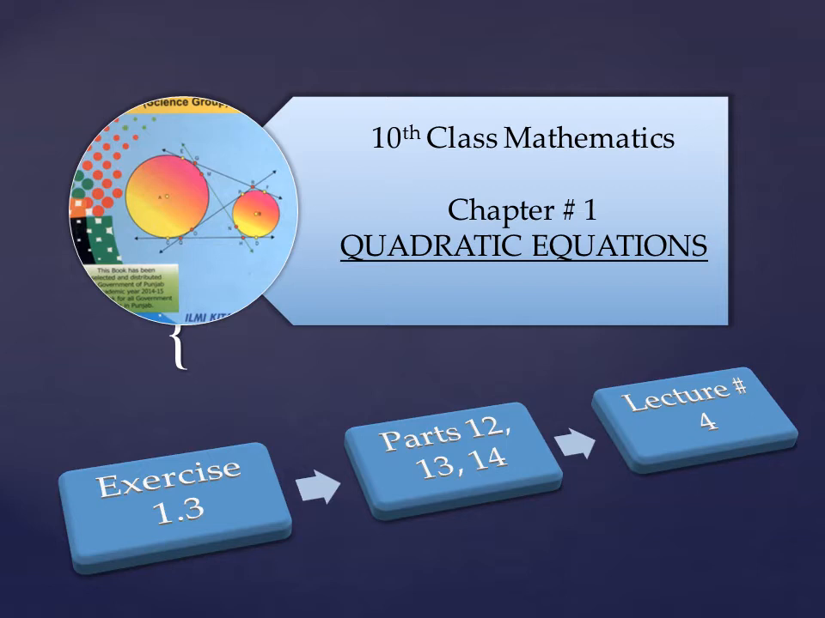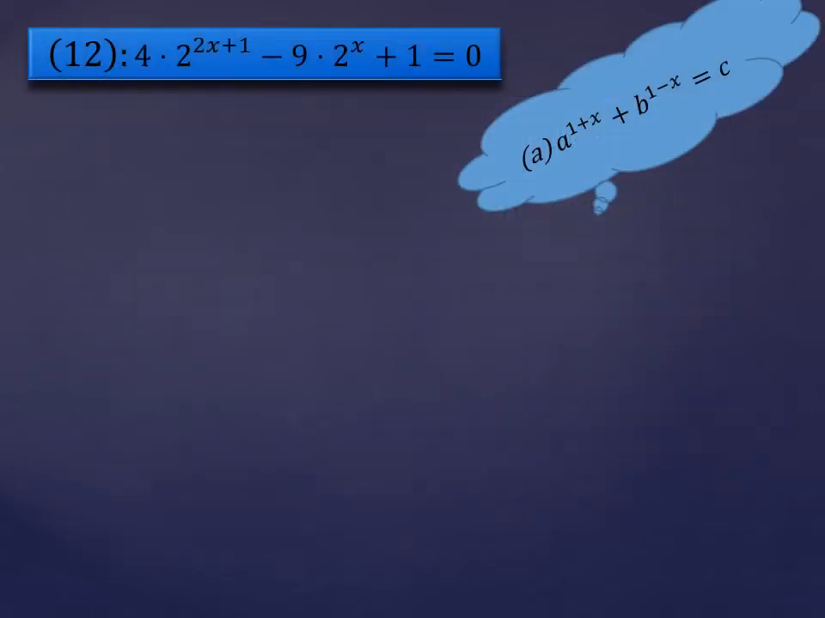In this lecture, you are going to cover part 12, 13 and 14 of exercise 1.3. Question number 12 is 4 dot 2 power 2x plus 1 minus 9 dot 2 power x plus 1 equals to 0. We are having another type of equation here, which is a power 1 plus x plus b power 1 minus x equals to c, which means we are going to have more than one digit in the power in this type of questions. What we are going to do there?